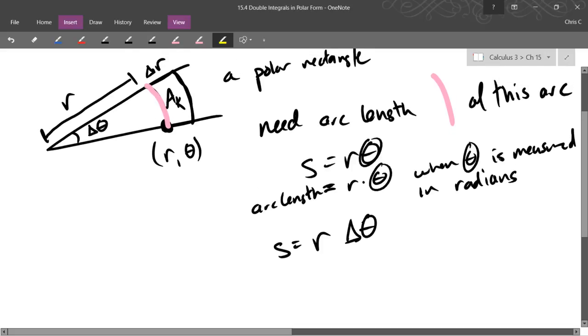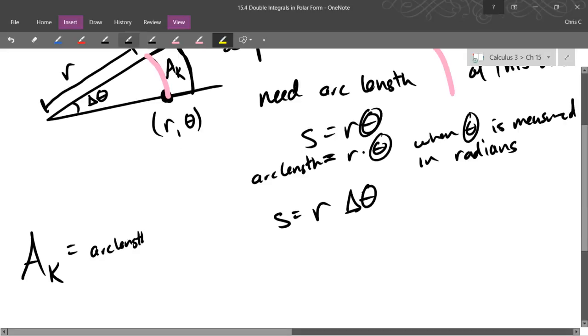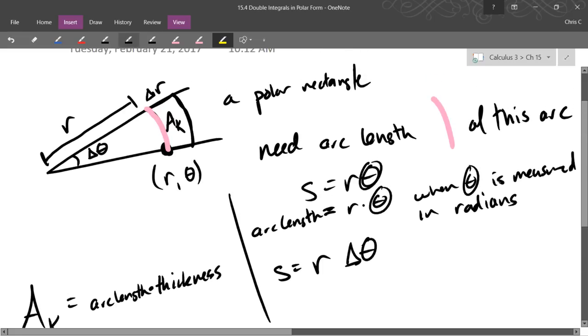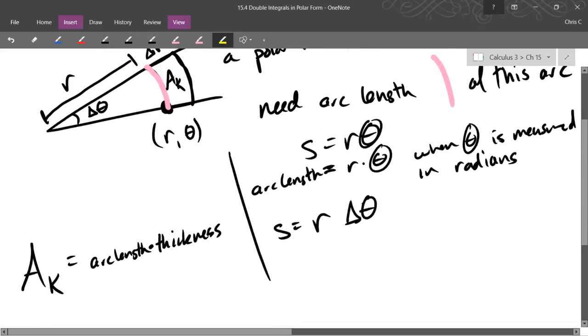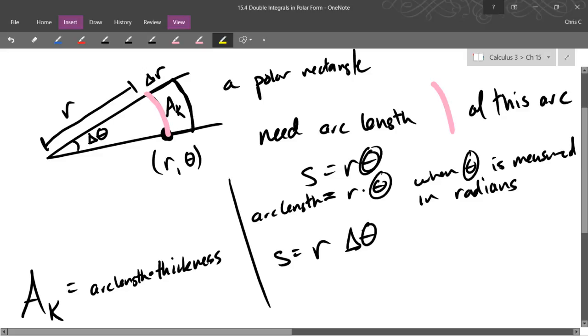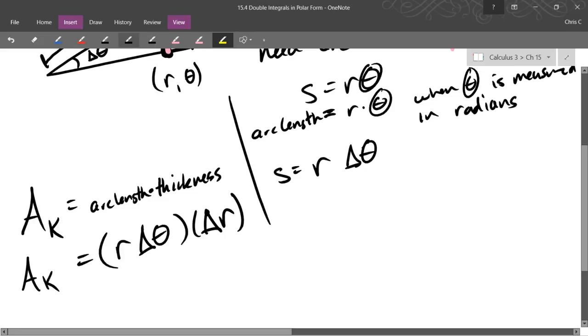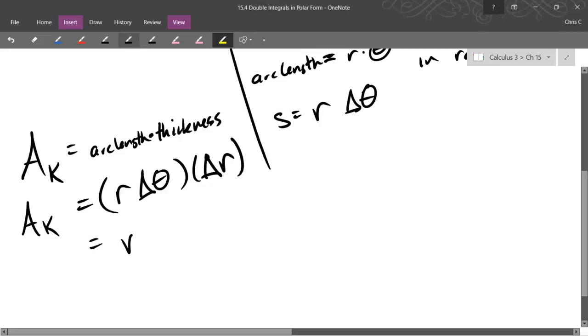The way we're going to measure the area of this is we're going to take the arc length and multiply it by the thickness. So we take the arc length of that pink arc right here, and multiply it by the thickness. What variable measures the thickness of a polar rectangle? Delta R. So that's our delta R right there. So our arc length is R times delta theta times thickness, which is delta R. And we'll change the order. So it's going to be R, delta R, delta theta.